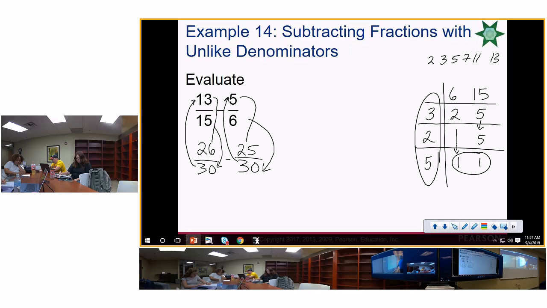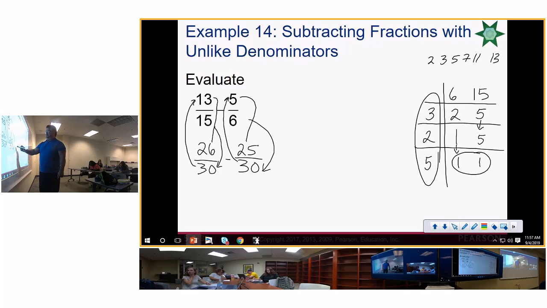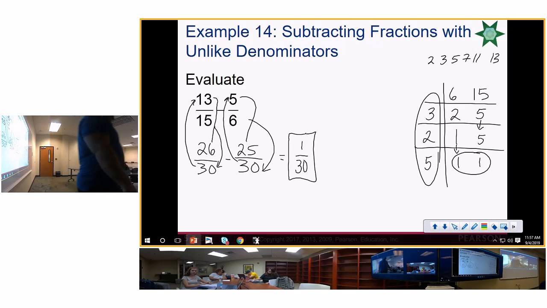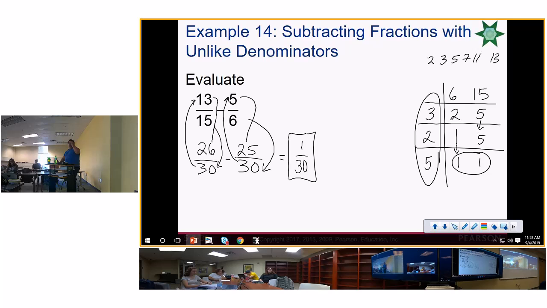What is 26 minus 25? 1. So your answer is 1 over 30. That is a test question. You're going to see about 5 or 10 of those on the test. Anything having to do with adding or subtracting fractions, you're going to see it.